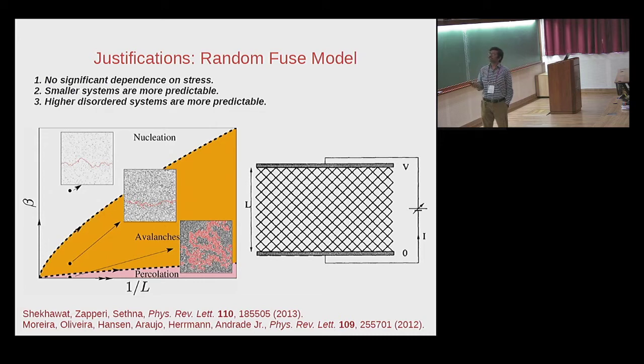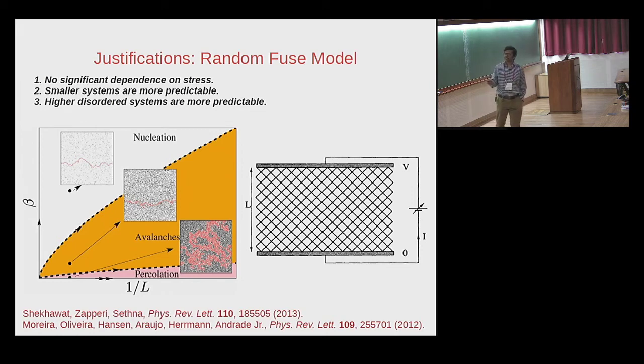So this is one of them, the random fuse model. You have two conductors and there are random fuses, random in the sense that they have different failure thresholds. As you ramp up your voltage, there are failures happening here and there. And at some point there could be a fracture-like thing. So the stress field in disordered solids is mimicked by the electrical field here.